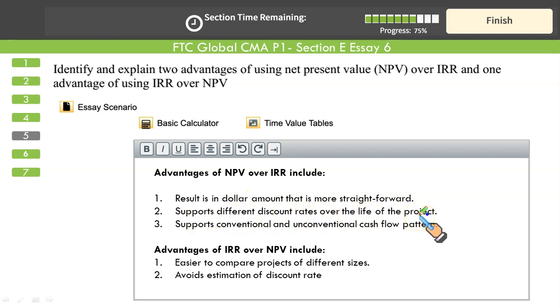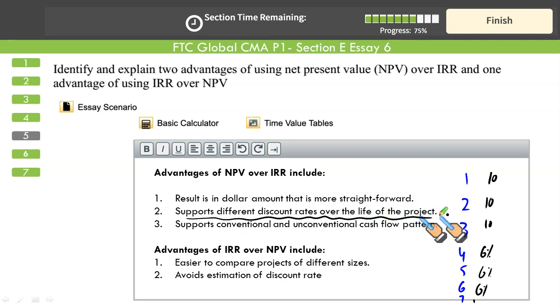What does it mean? It means if your project is of 7 years duration, and if you find that the initial 3 years could be very risky, you can use a higher discount rate for year 1, year 2, year 3, but later on years 4, 5, 6, 7 will be less risky, so the discount rate can be reduced to, let's say, 6%. This is possible in NPV calculation, but not in IRR. So NPV supports different discount rates over the life of the project, right?